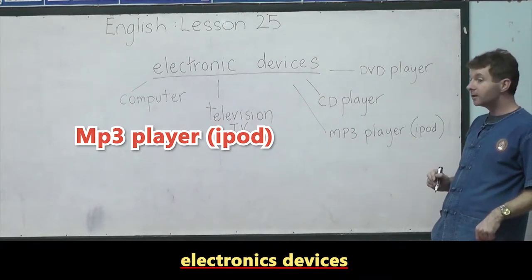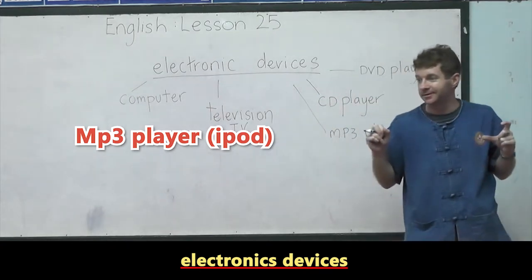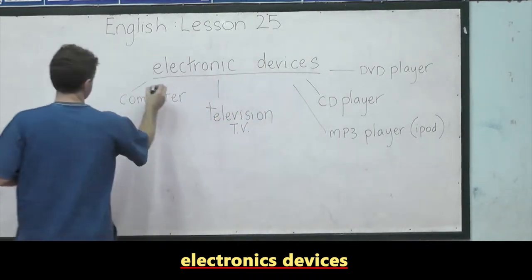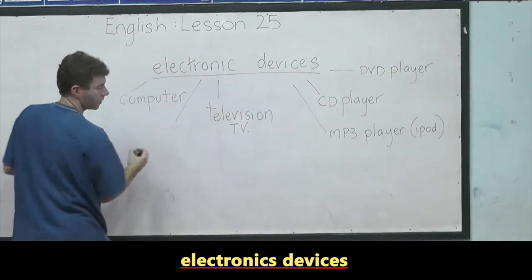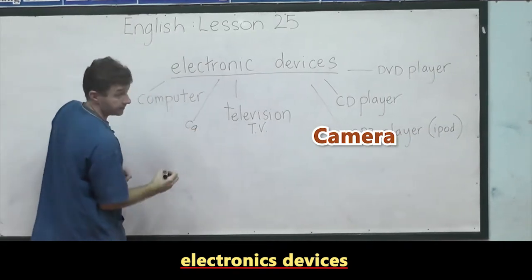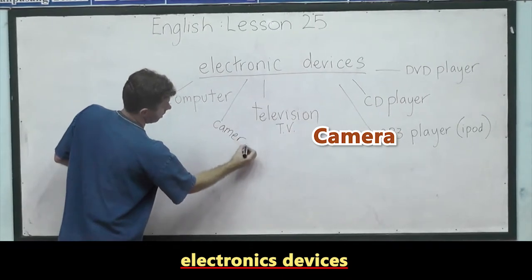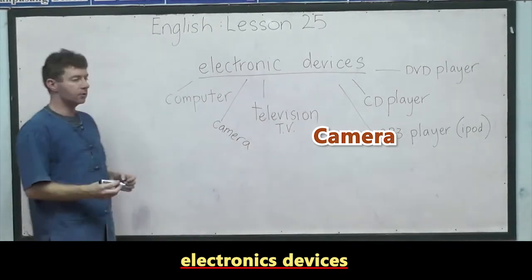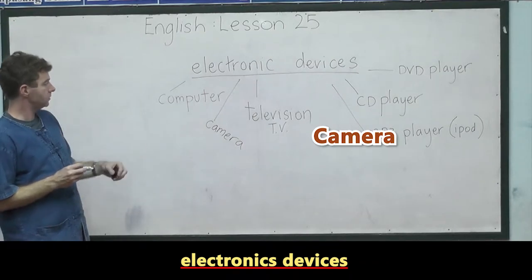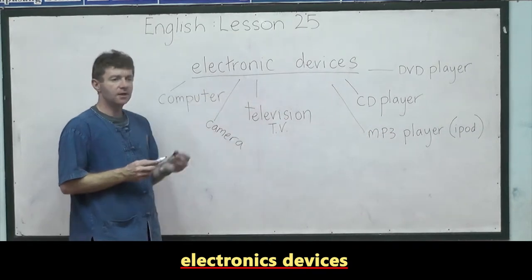Camera. What do we use a camera for? Take a picture, camera. So let's see. We'll put camera here. Can we remember how to spell? C-A-M-E-R-A. Camera. How many do we have now? One, two, three, four, five, six.